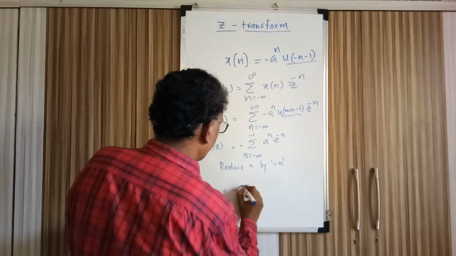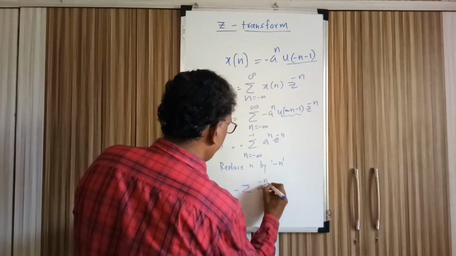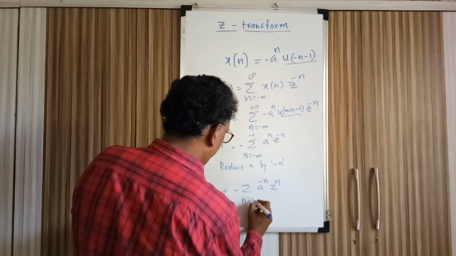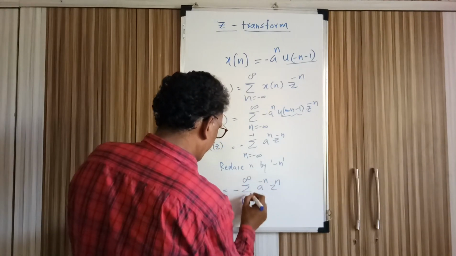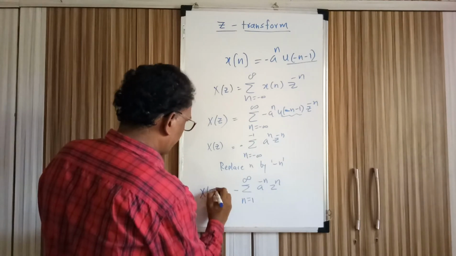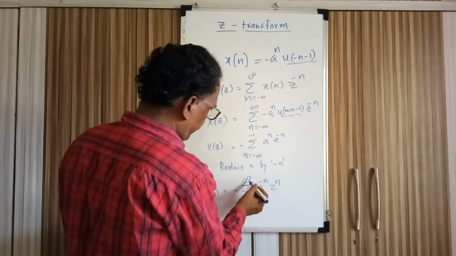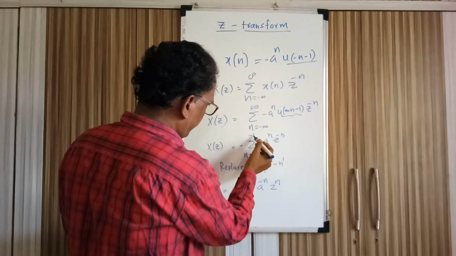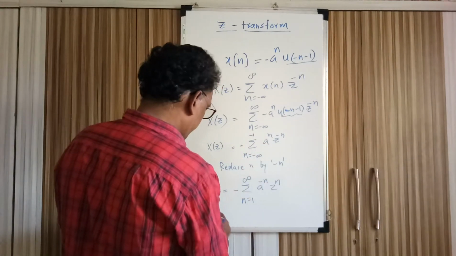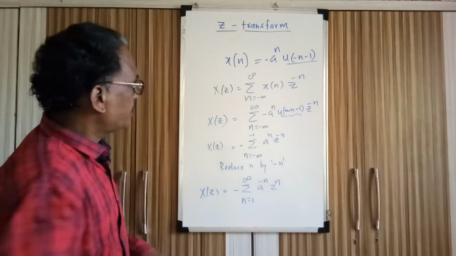Minus summation a raised to minus n Z raised to plus n, and the limit will be what? n equal to plus infinity, n equal to 1 to plus infinity. So X of z, let us see, as n becomes plus infinity, plus infinity will come at the top, minus 1 becomes plus 1, it will come at the beginning. So this is the equation which we want to evaluate.